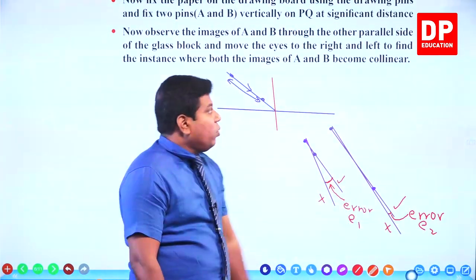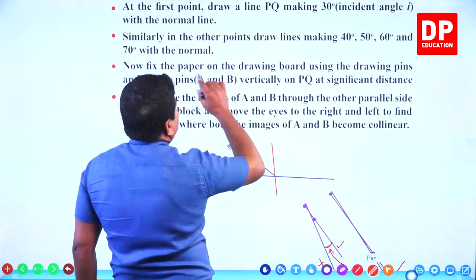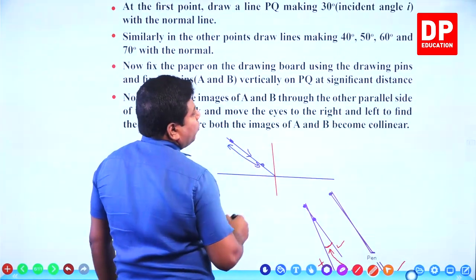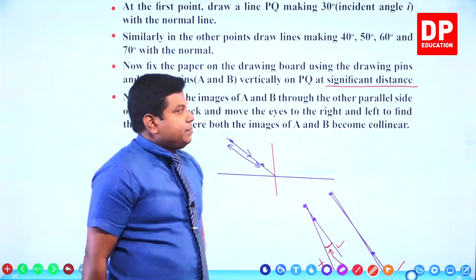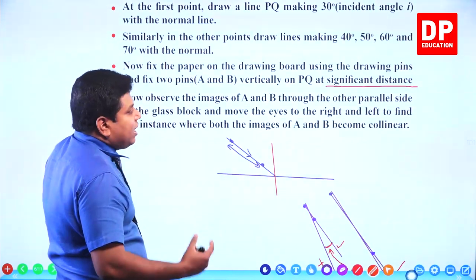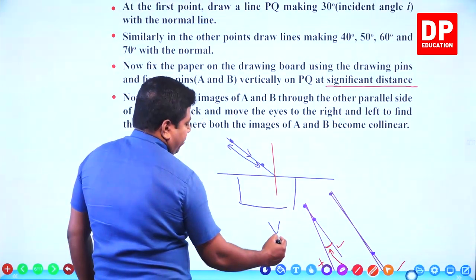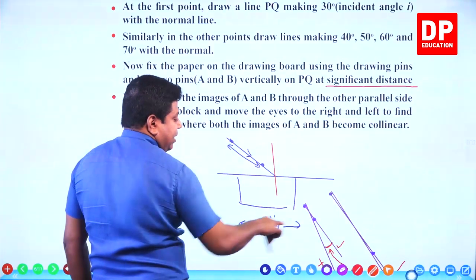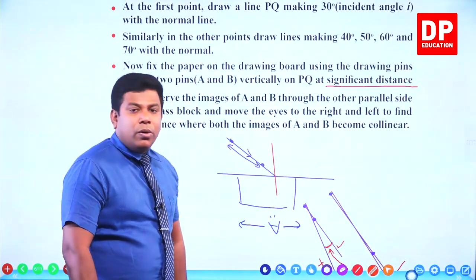See? Therefore, this sentence is very important. Very important. Where? Now fix the paper on the drawing board using drawing pins and fix two pins vertically on PQ at significant distance. Don't fix the two pins closer. Fix them at distance. Now observe the images of A and B through the other parallel side of the glass block and move the eyes to the right and left. Right and left. See, if this is how you have kept the glass block, you are looking from here. This is your eye. Move it this way. Not back and front. Understand? Move to the right and left. Right and left. To find the instance where both images of A and B become collinear.